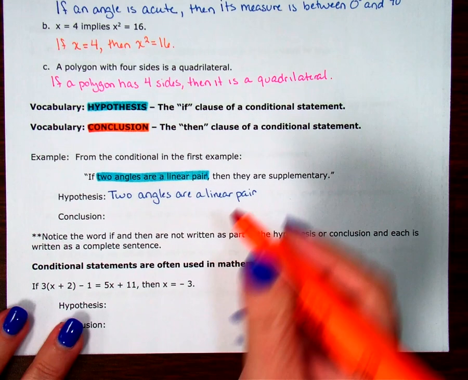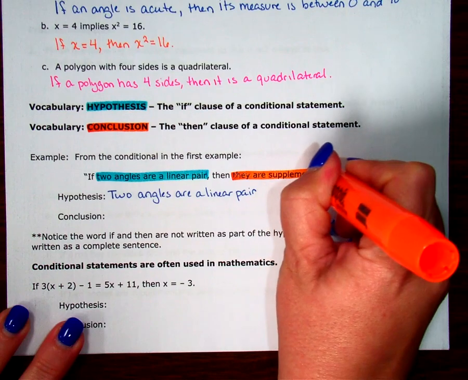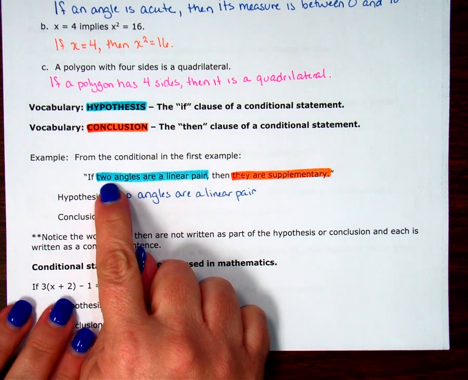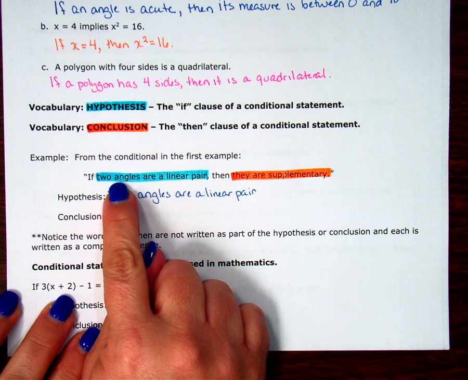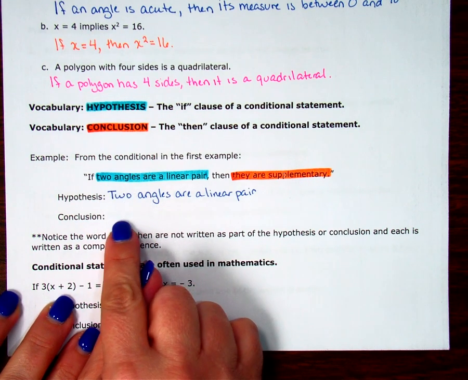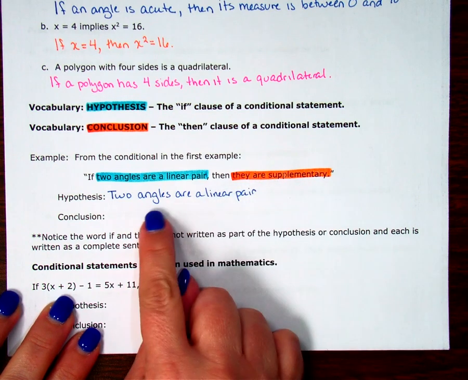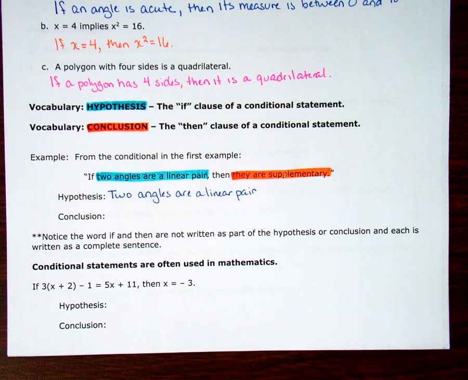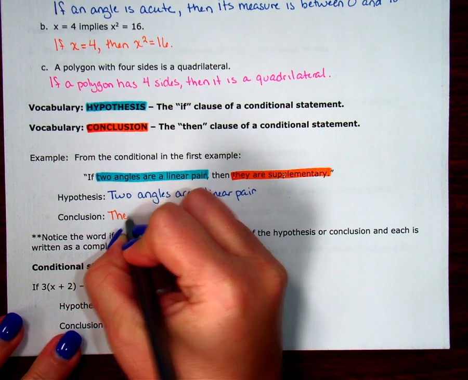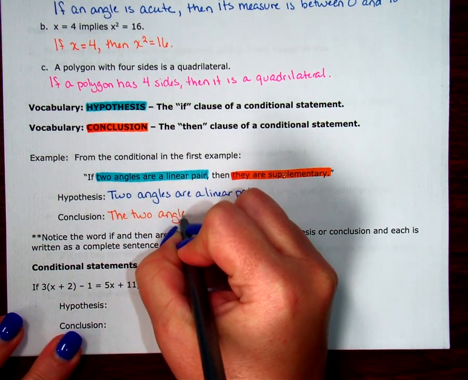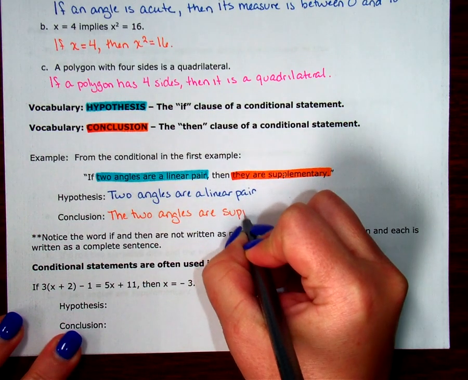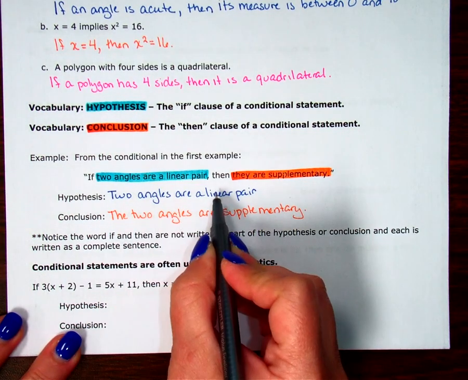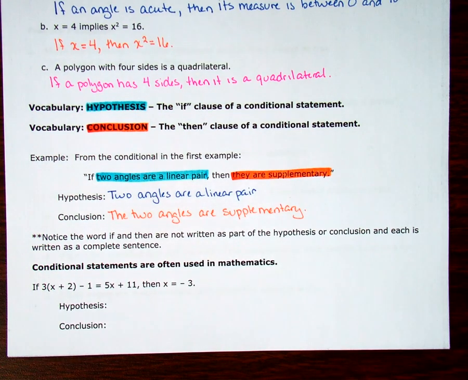That's important, especially when we get to the conclusion, because if I just write the conclusion, they are supplementary, then I don't know what they are anymore, right? In the sentence up here, in the conditional, it works because I know what they is referring to, right? It's referring to those two angles. But if I just write the conclusion all by itself, they are supplementary, what are supplementary, right? I don't know what we're talking about. So I have to say, what is they? They are the two angles, right? So my conclusion is the two angles are supplementary. Okay, so that I have a subject, right? I don't have a subject if I just say they are supplementary. I don't know what I'm talking about.